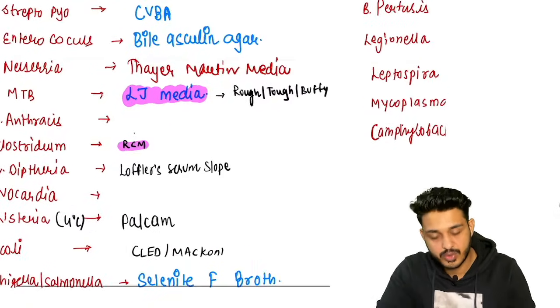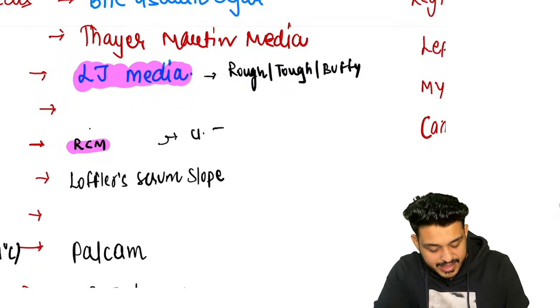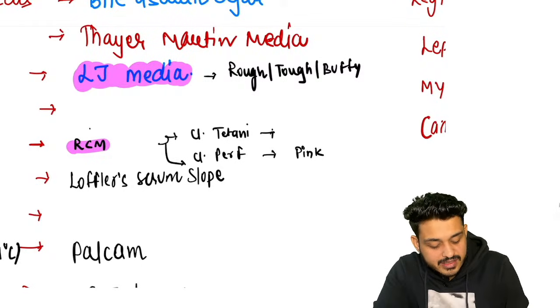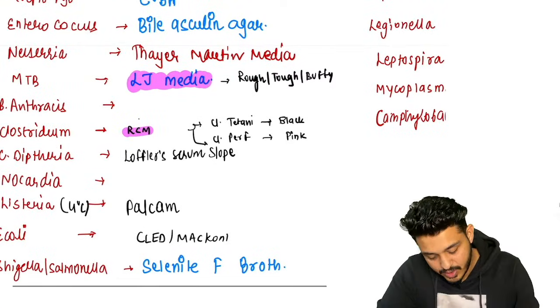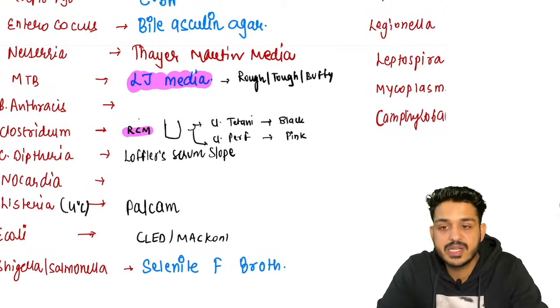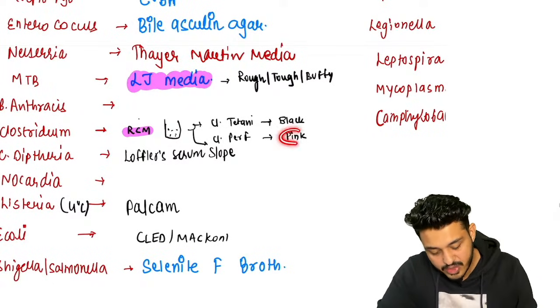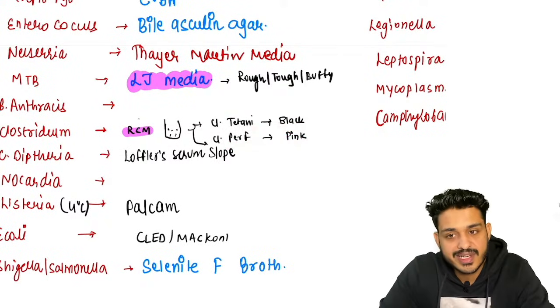RCM. RCM can give you two types of species. We can have Clostridium tetani, we can have Clostridium perfringens. Remember, P for perfringens, P for pink color will be there. Tetani is going to convert this thing into black color. This is RCM, Robertson cooked meat media. It will be having what? Cooked meat pieces are going to be there. If the color is changed into pink, this is Clostridium perfringens. If the color is changed into black, this is going to be Clostridium tetani.